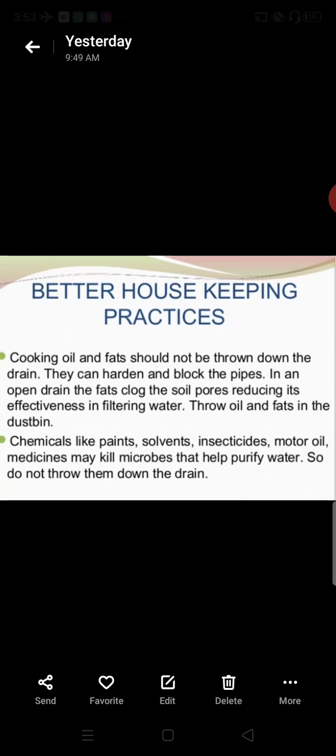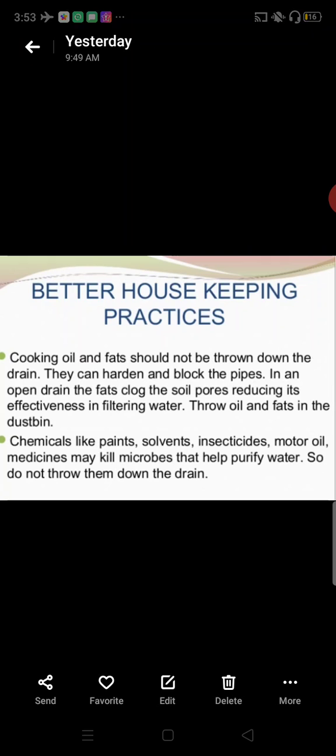Better housekeeping practices. Cooking oil and fat should not be thrown down the drain. They can harden and block the pipes. In an open drain, the fats clog the soil pores, reducing its effectiveness in filtering water. Throw oil and fats in the dustbin. So here are some of the better housekeeping practices which involve our responsibility to keep our surroundings clean and hygienic. Like we should not throw everything in open drains. We should throw the solid waste into the dustbin.